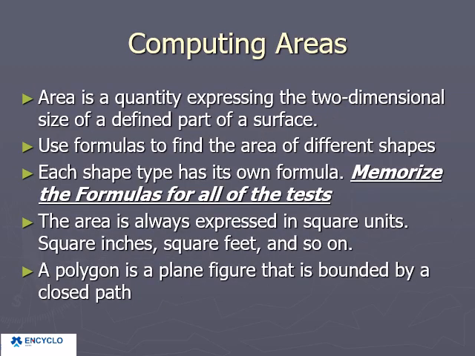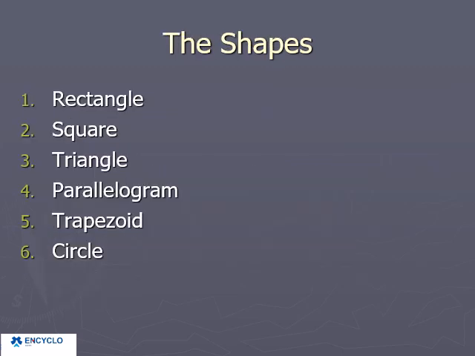Area is a measurement of a two-dimensional surface and is always expressed in square units. Different shapes require different formulas, which are essential to memorize and apply accurately. The most common shapes whose areas we calculate include rectangles, squares, triangles, parallelograms, trapezoids, and circles.